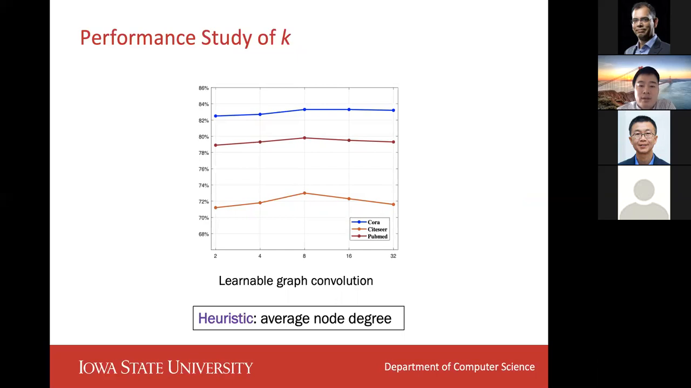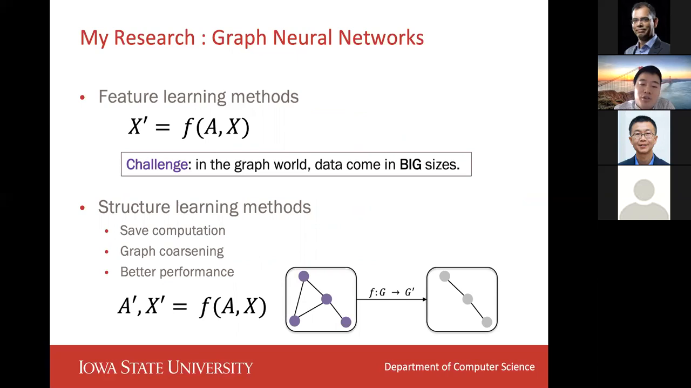The previous methods mainly focus on how to learn new feature representations based on the existing data structure. However, in the real world, data come in big sizes. A graph like a social network can be very big. So sometimes we need structured learning methods to learn a smaller graph and to save the computational resources. The structured learning methods will output a new adjacency matrix and a new feature matrix.